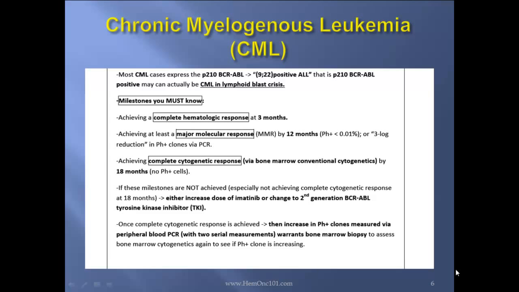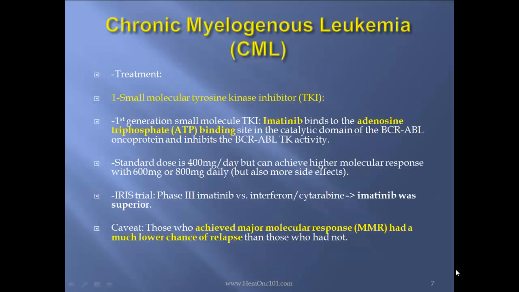Once complete cytogenetic response is achieved, then increase in Philadelphia clones measured via peripheral blood PCR with 2 serial measurements warrants bone marrow biopsy to assess bone marrow cytogenetics, again to see if Philadelphia clones are increasing.